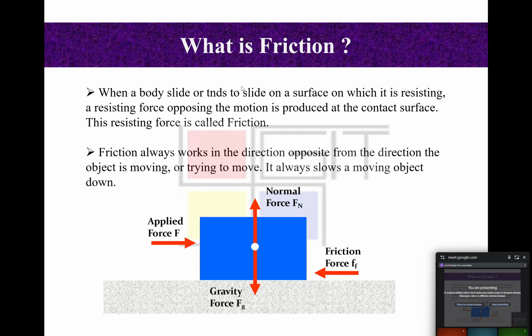So when the body slides or tends to slide on a surface on which it is resting, a resisting force opposing the motion is produced at the contact surface. So this resisting force is what we call the friction force or frictional force. So remember I mentioned that it's a form of a force. And you must note that friction always works in the direction opposite from the direction the object is moving or trying to move. And it always slows the moving object down.